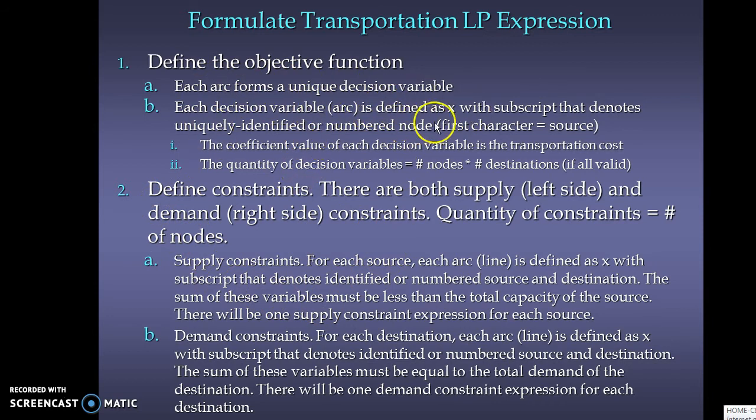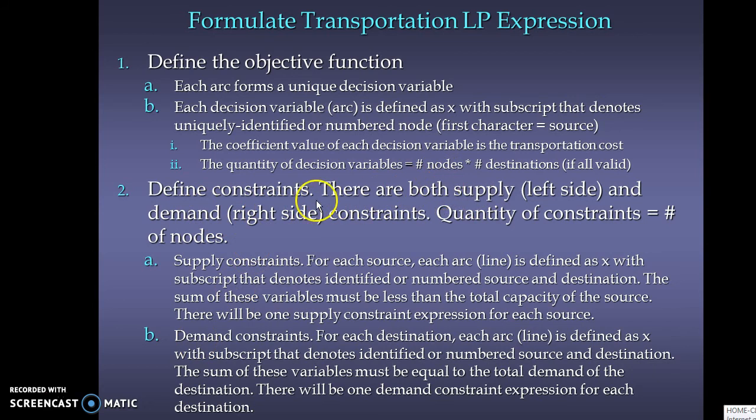So each decision variable we define with a subscript. And the coefficient for each of those is the transportation cost. And then again, the number of decision variables is m times n if all are valid. Then we have constraints. Remember, this goes back to Chapter 2 type work, where we have objective functions, we have constraints. And we're defining these right up front in our transportation model, and then we can solve for that using Excel. So we define the constraints.